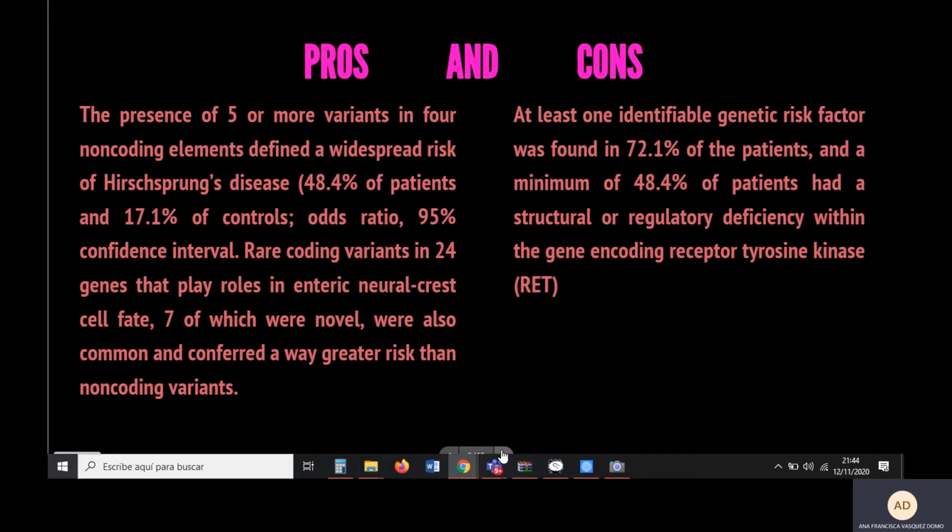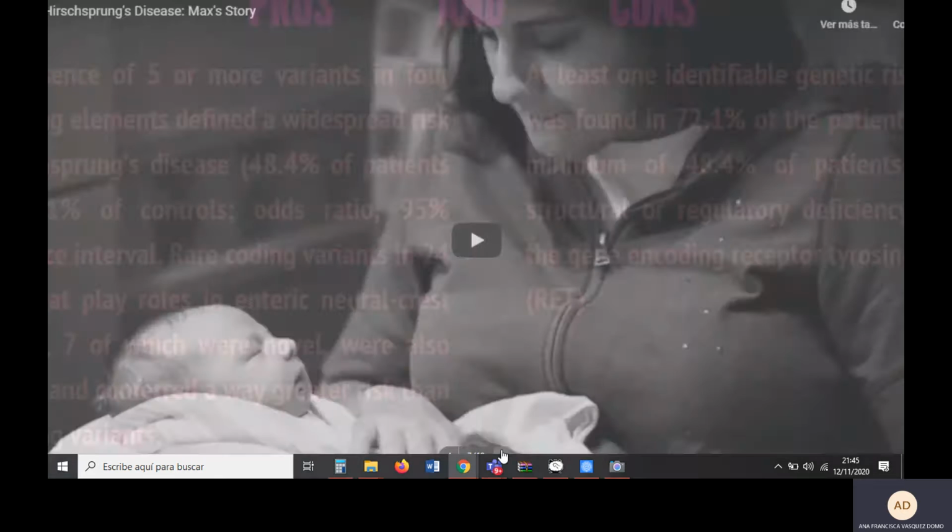At least one identifiable genetic risk factor was found in 72.1% of the patients, and at least 48.4% of patients had a structural or regulatory deficiency within the gene encoding the receptor tyrosine kinase, RET.